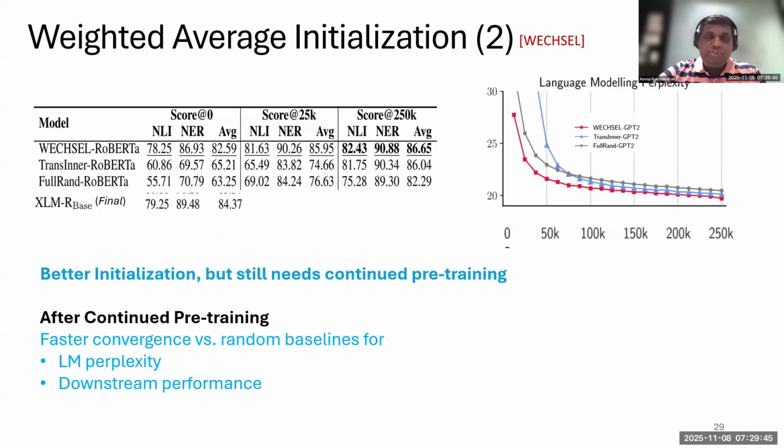What you achieve through these weighted average initialization methods is that the initialization is better, which means that when you do continued pre-training, these methods converge faster than random baselines on both language model perplexity and downstream performance. You still need continued pre-training. Initialization is not sufficient, but they will converge much faster than other baselines.